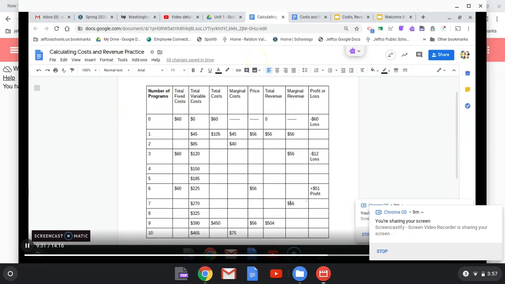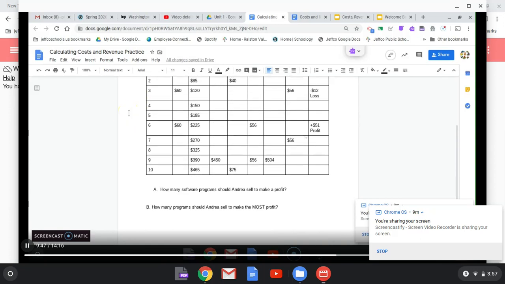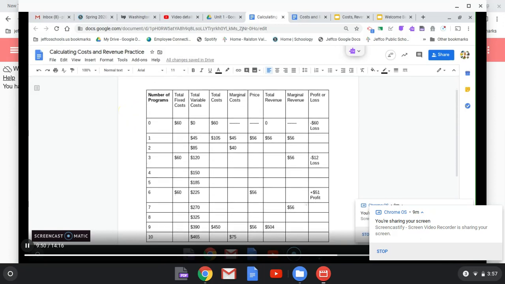And that is, you have to be able to calculate a business's costs and revenue and profit. So here is the situation. This is Andrea, and she makes or sells software programs. If she doesn't make or sell any, this is her cost.